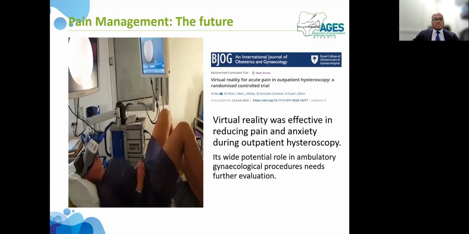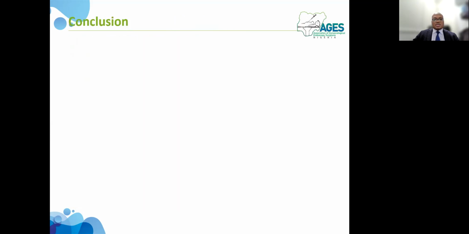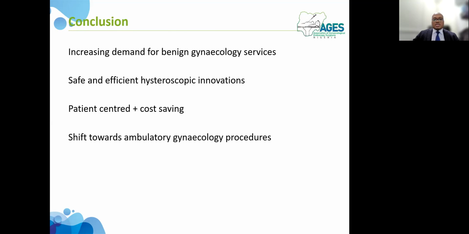So the future of ambulatory gynecology may look like this. So in conclusion, there's increasing demand for benign gynecological services, and this will drive innovation and development of a safe and efficient hysteroscopic equipment and devices, which are patient-centered and of cost saving. And more procedures will be shifted towards the ambulatory gynae setting.